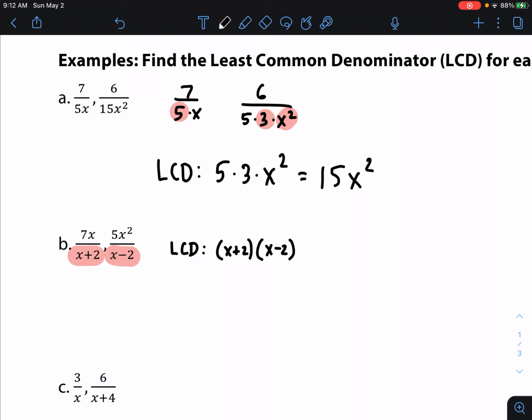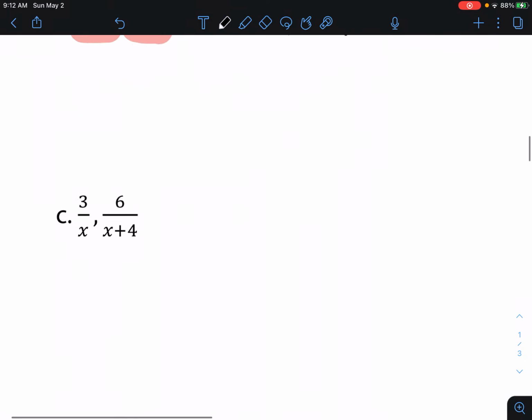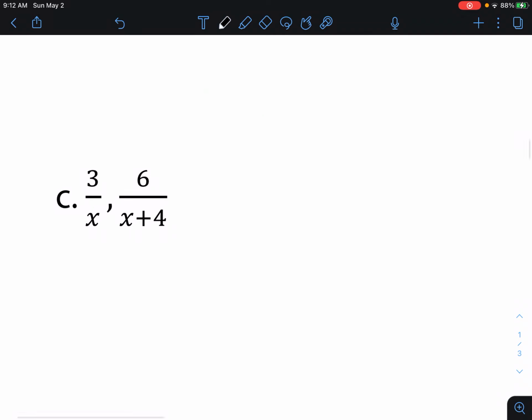Now, you might be wondering, well, what about highlighting just a 2 or a -2 or an x? Well, remember, binomials are considered one thing. They're connected together by the plus or minus sign, so we can't separate them. So we can't pick individual parts of these out. Okay.